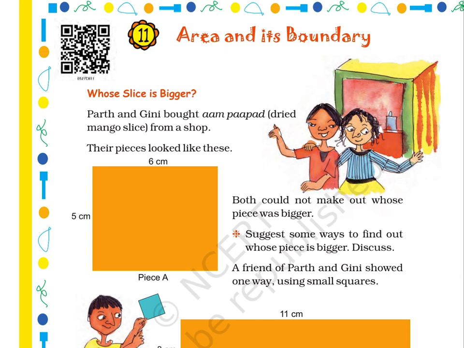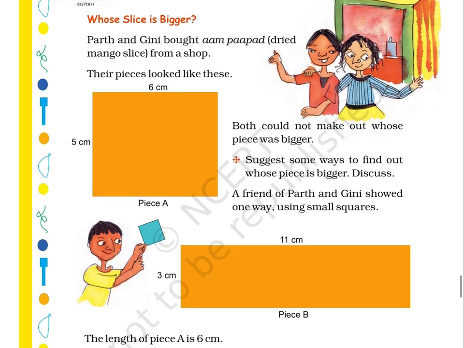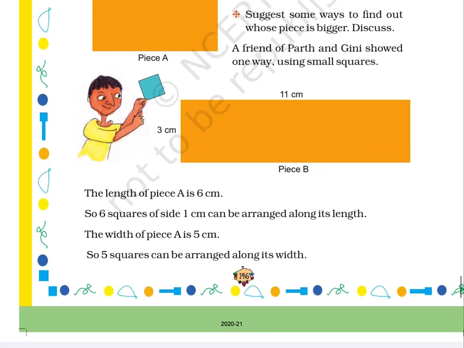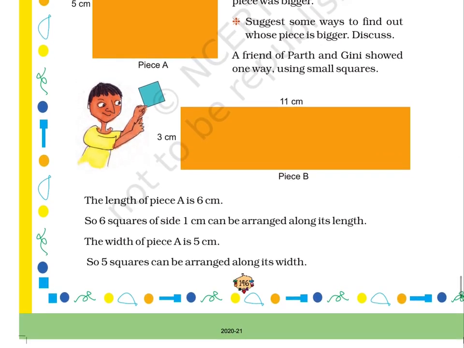Suggest some ways to find out whose piece is bigger. Discuss. A friend of Parth and Ginny showed one way using small squares. The length of piece A is 6 centimeters. So, 6 squares of side 1 centimeter can be arranged along its length.